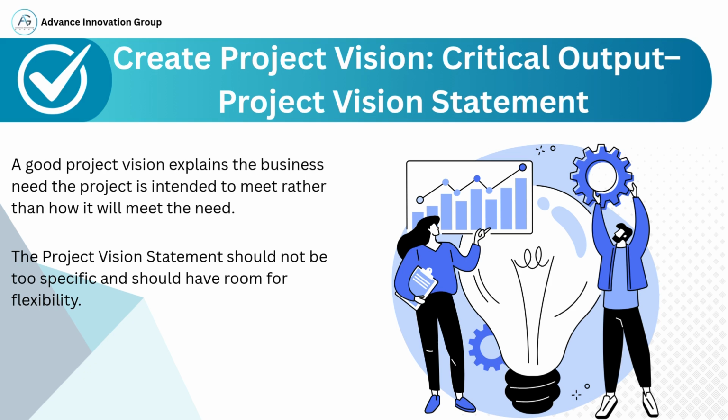It does not go into the details of how the need will be fulfilled. That flexibility is important because the how may evolve during the course of the project. This statement serves as a guiding light for the Scrum team and stakeholders throughout the project. It helps in aligning all efforts and decisions with the overall purpose. It also helps in setting the direction without limiting creativity or adaptability.